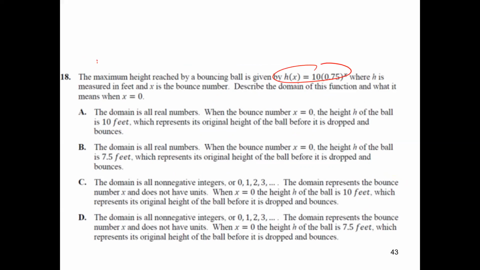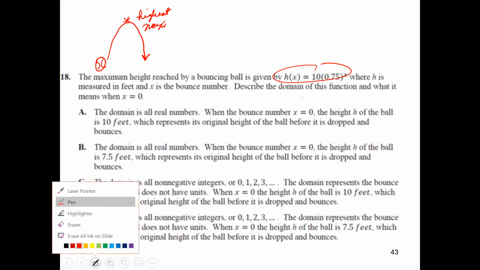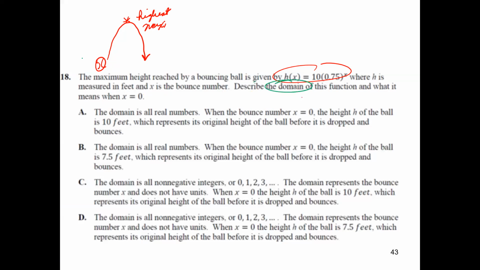Like when you bounce a ball, you guys, so here's your ball, okay? If you bounce it, it goes up and then it goes down, right? So this right here is gonna be the highest point, which is also the maximum point of the ball or the height of the ball, where h is measured in feet and x is the bounce. Describe the domain. Domain, you guys, is a key word. Domain means x value, okay? X value from left to right, okay? Of the function when x equals 0. X, again, is the bounce number.